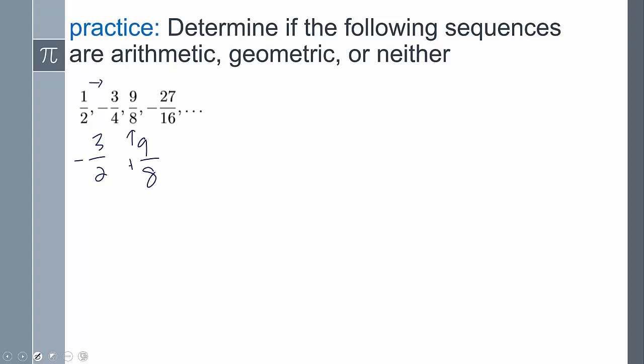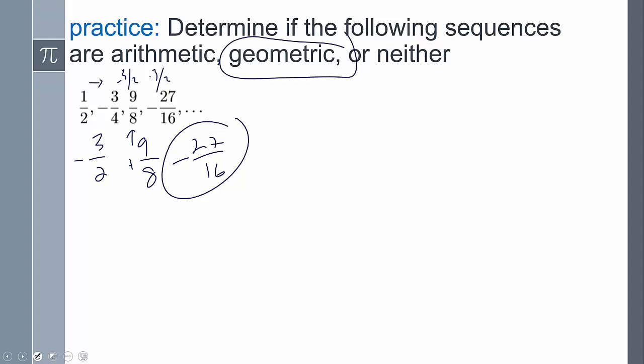All right, let's try it again. Multiply by -3/2. So it looks like -3/2 worked. So let's try -3/2 again. So 9 times 3 is 27. 8 times 2 is 16. Multiply by negative, I get -27 over 16. So this is geometric.